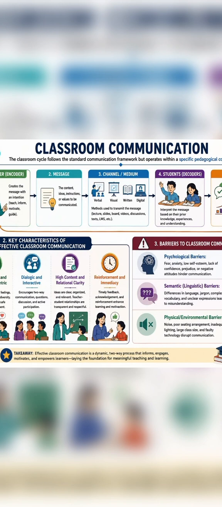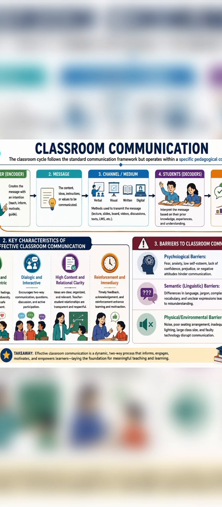Number two is semantic or linguistic barrier. This boils down to language. Using heavy jargon, overly complex vocabulary, or unclear vague expressions leads straight to misunderstanding. Example could be, it's like trying to read a software user manual written entirely in dense technical code when all you wanted to know was how to turn the machine on.